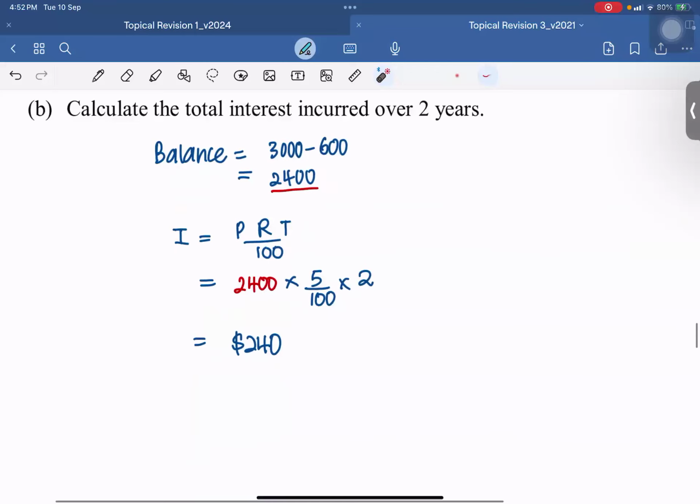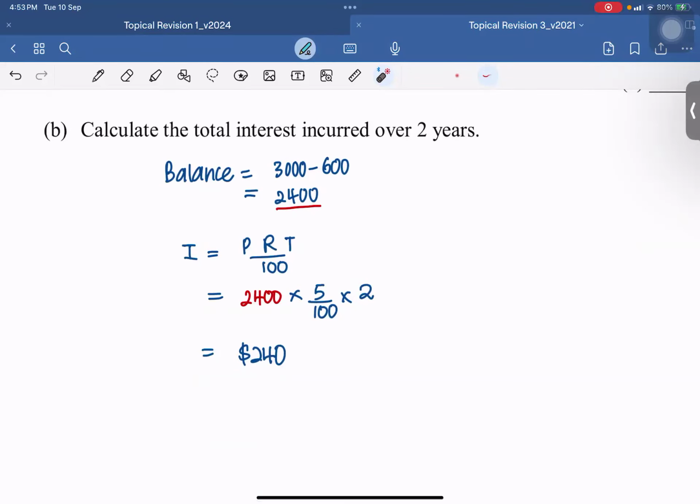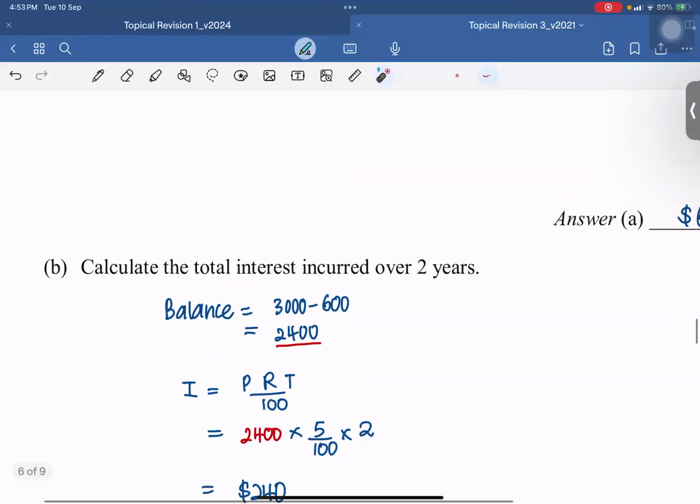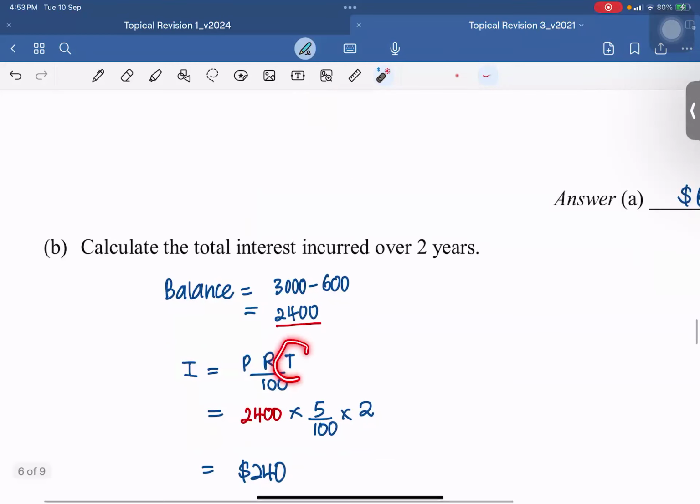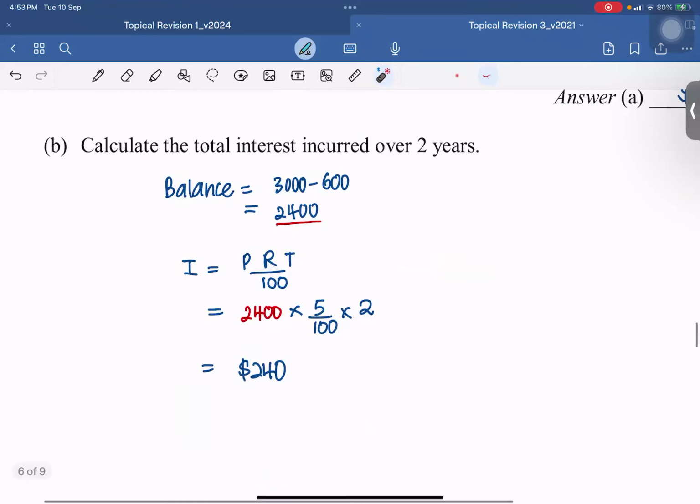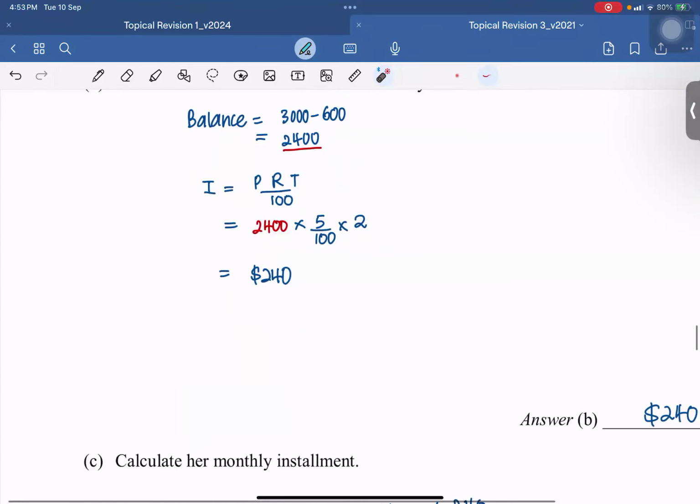So after the down payment, I ask again, formula for interest, I equals PRT over 100. You identify P to be the number already. Can you tell me what is the interest rate? 5%. Then how do I know what is T? Time. Time taken, they say is 2 years, right? Okay, thank you very much. So time taken is 2 years. I plug in all the numbers, I get this. So this is the interest that I incurred.